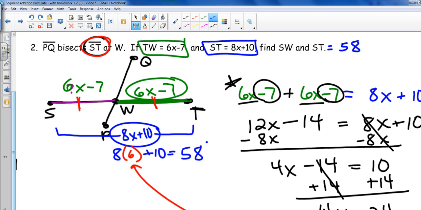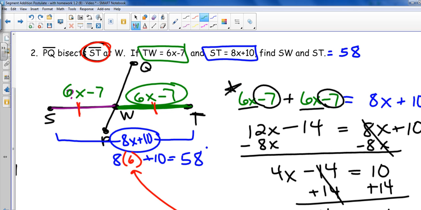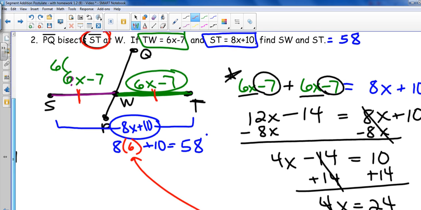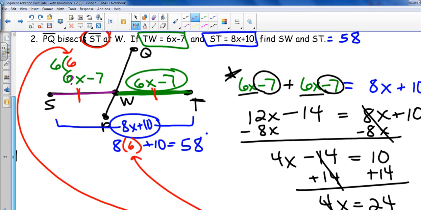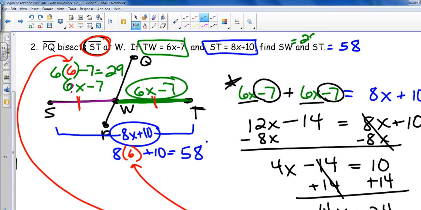Now I've got to find SW, and we said SW is equal to WT, so it doesn't matter at this point which one you plug it into. We have the same expression there. 6 times the quantity of x, which again, x was 6, so I'm going to bring it up here and use that again, right here. Minus 7, 6 times 6 is 36. Minus 7, I'm getting 29 if I'm doing my math correctly on that part. So we've got SW is 29, ST is 58.